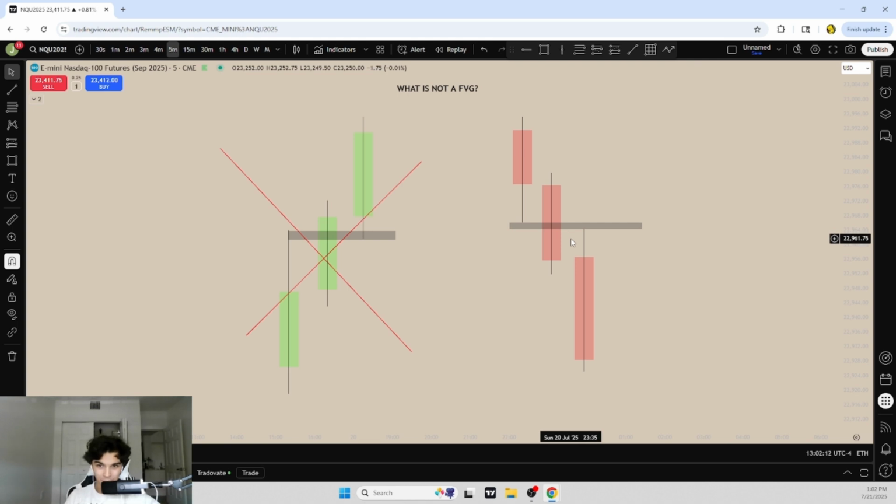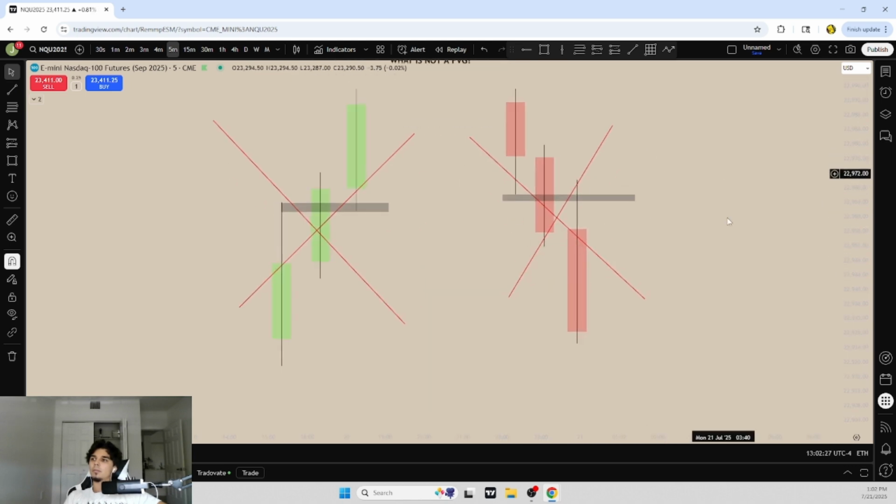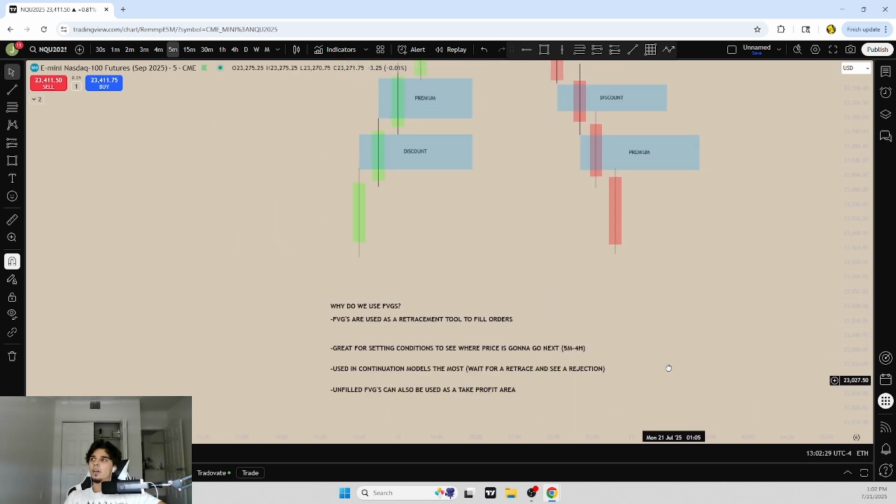It doesn't matter the size. It's how you use it, right? It's the exact same thing with fair value gaps. It doesn't matter the size of the gap. It's how you use it. So this right here would not be a valid setup. Okay? So that is not a fair value gap.